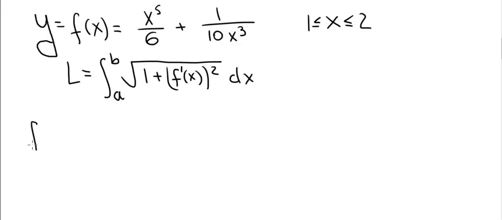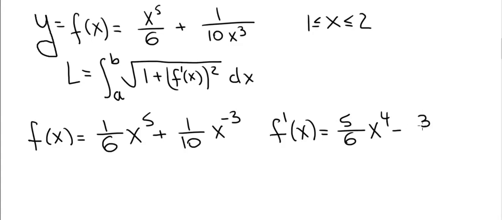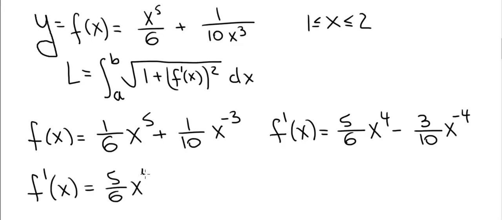So the first thing we have to do before differentiating this function is rewrite it, make it easier to differentiate. Write it as 1/6 x to the 5th plus 1 over 10 x to the negative 3rd power. And now differentiate this. F prime of x is equal to 5 over 6 x to the 4th minus 3 divided by 10 x to the minus 4 power. And let's rewrite that. F prime of x is equal to 5 over 6 x to the 4th minus 3 divided by 10 times x to the 4th in the denominator.